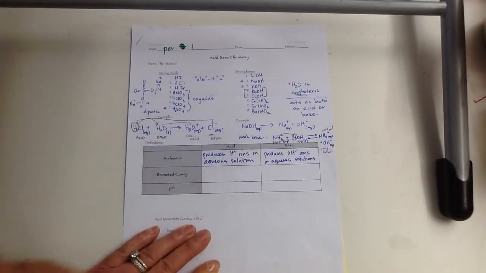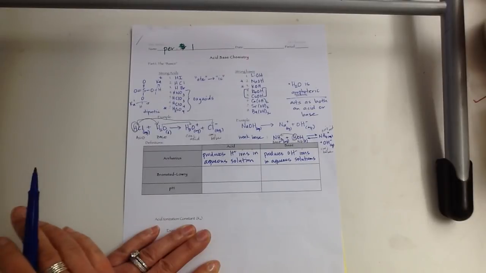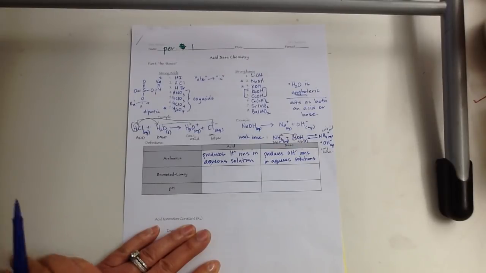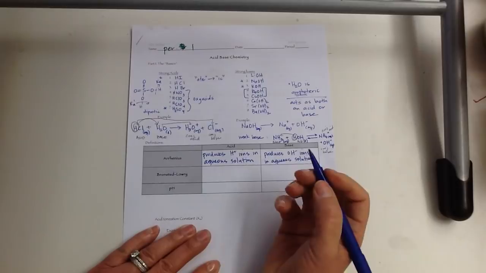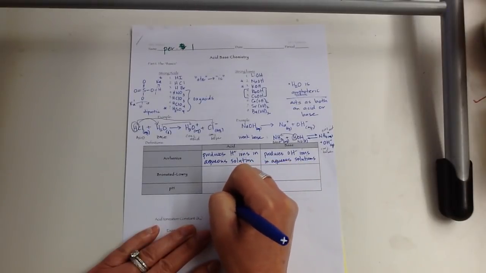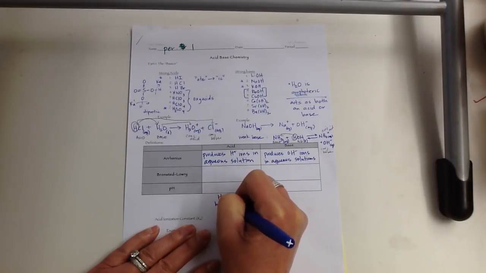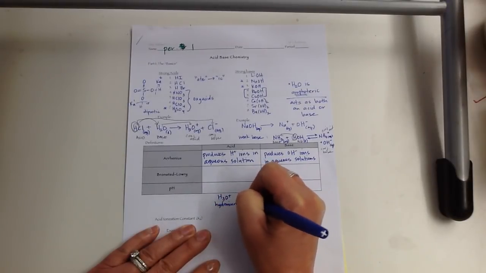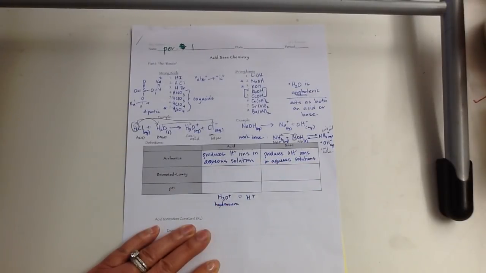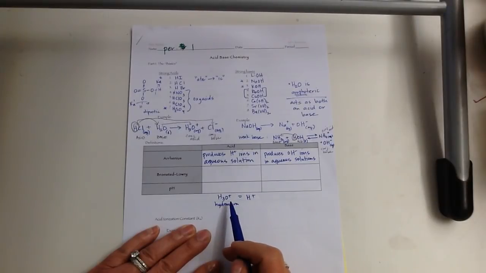Now, hydronium and hydrogen ions are used interchangeably in acid-base chemistry. So just remember that whenever you see a hydronium, that is exactly the same thing as a hydrogen ion, because hydrogen ions and water will make hydronium. And so since all acid-base chemistry takes place in the presence of water, you can use these two interchangeably.